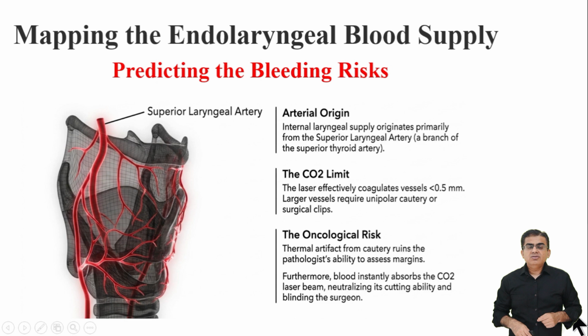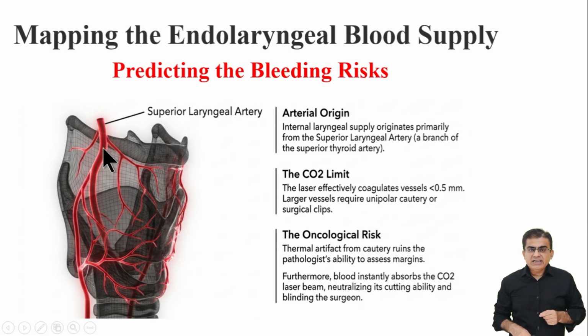Let us now learn about the exact blood supply. While doing TLM, we have to predict where these blood vessels are hiding before we cut. Look at the anatomical diagram on the screen. The larynx gets its primary blood supply from the superior laryngeal artery. You can see it entering from the top left of the diagram.